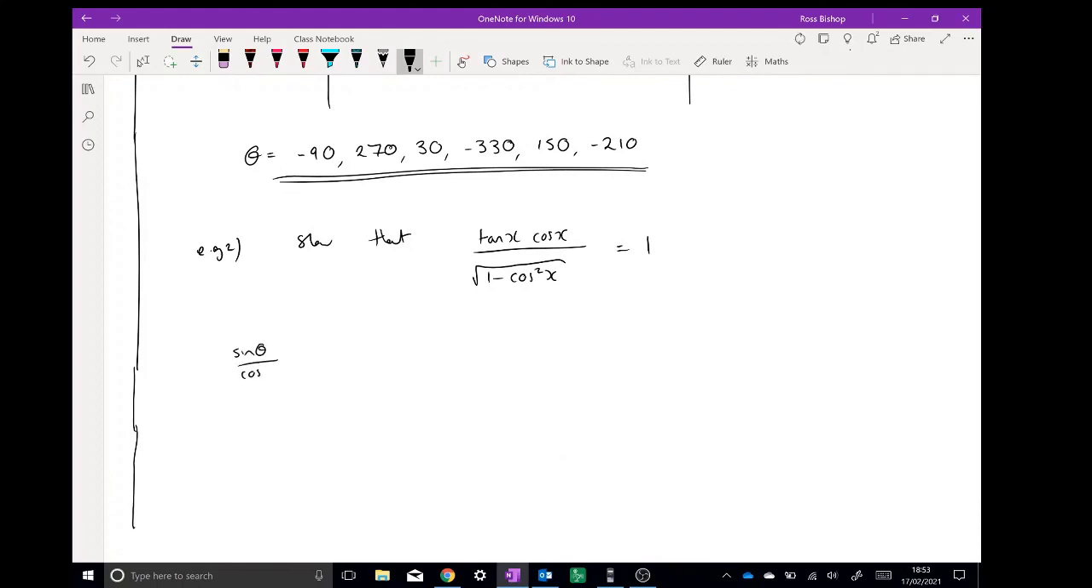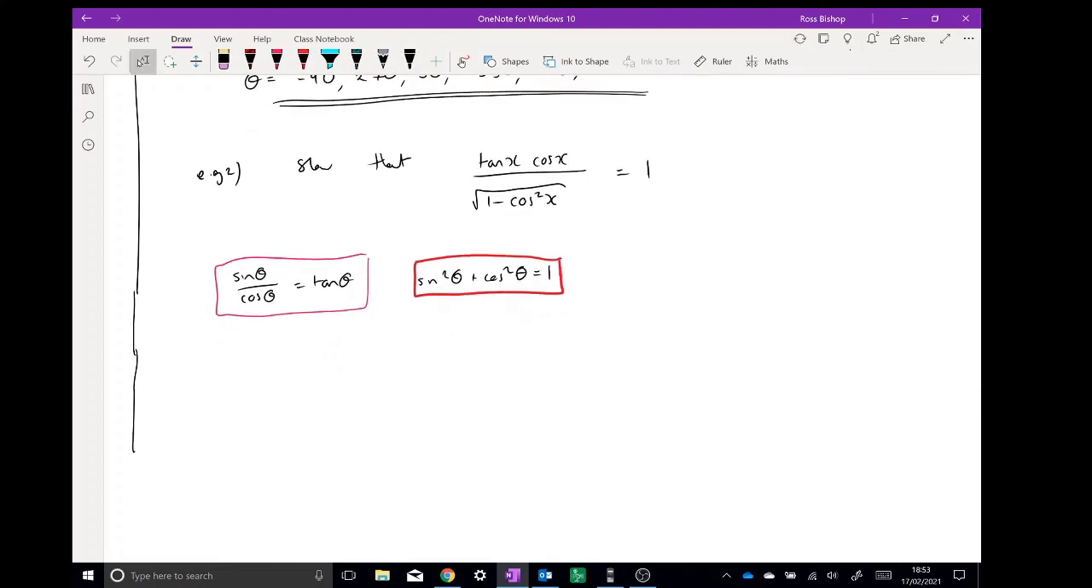So I know that sine theta over cos theta equals tan theta. Remember that was one of our identities. And the other one was sine squared theta plus cos squared theta equals 1. That was my other one. And whenever you see a question like this, it's going to involve these trig identities, okay? And it takes a bit of practice. So I know immediately tan x is going to equal sine over cos. So I'm going to just replace my tan with sine x over cos x. That's my tan replaced. I've still got cos x there, okay?